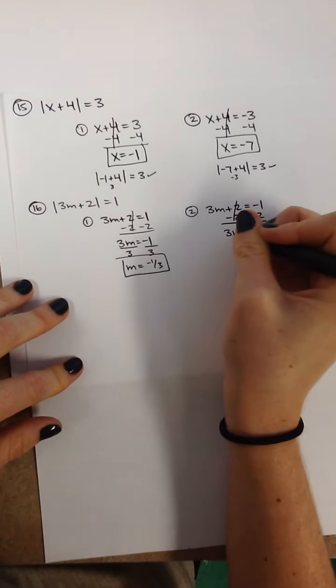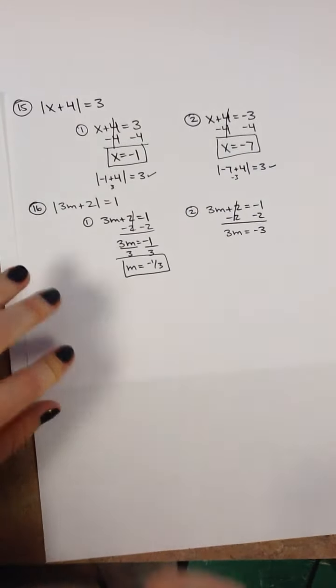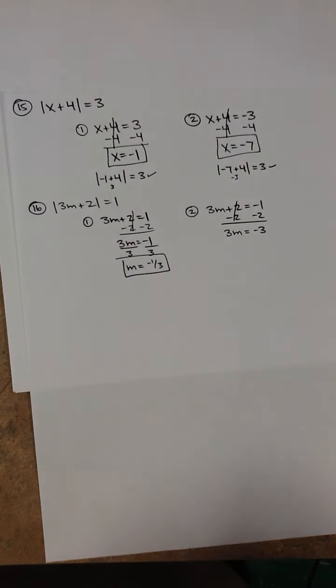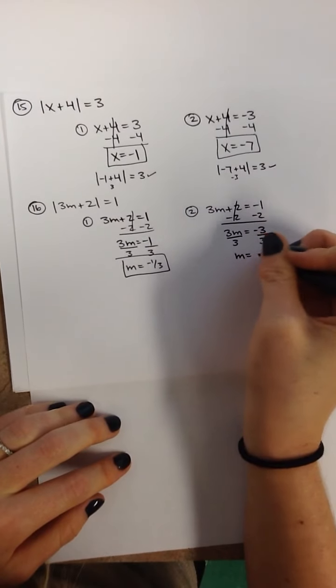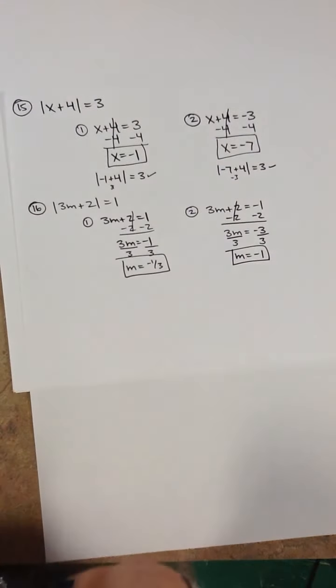Over here, I subtract the 2 from both sides. I get negative 3 when I combine the negative 1 and negative 2. Then divide both sides by 3. So for my second answer, that reduces down to a negative 1. All right, so same thing here.